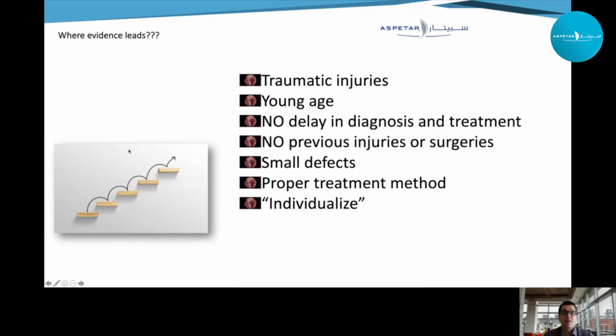And all this evidence leads to the ideal patient profile, let's say. So we need to look for a young patient who has a traumatic injury, a small defect, which can lead to better results. And definitely we need to hurry up a little bit in terms of first to establish the diagnosis and the treatment strategy. And it's a good prognostic factor not to have a previous injury or even surgery, not necessarily only for cartilage, but other surgeries play a role in this area.